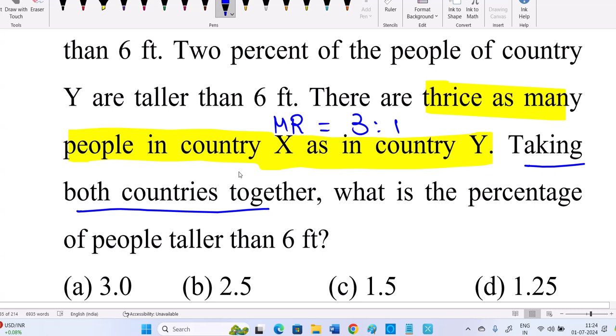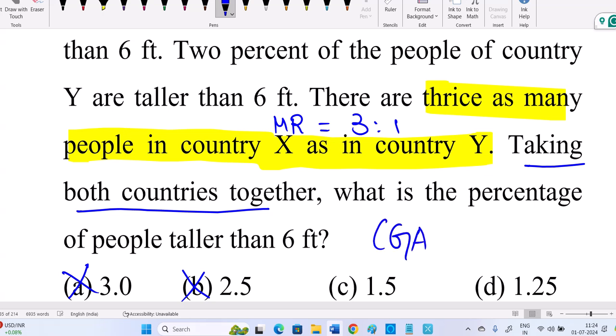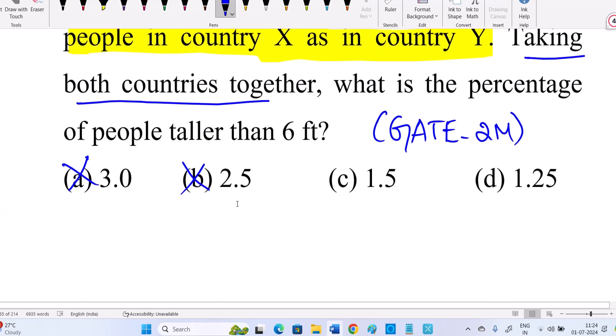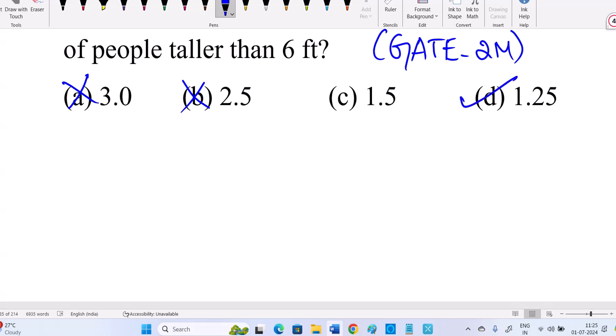See, two options eliminated. They given the options like this. 2.5 and 3 are eliminated. The answer should be 1.5 or 1.25. This question was actually given in the GATE exam for 2 marks. Now, what's your answer? Option D. D for Delhi. 1.25 is correct. It's simple.